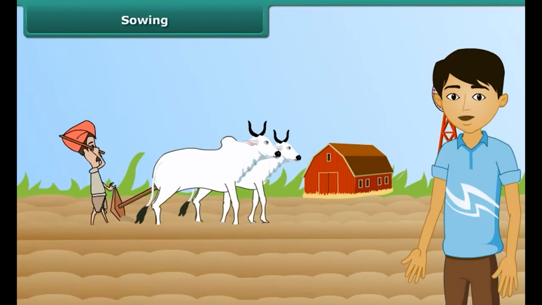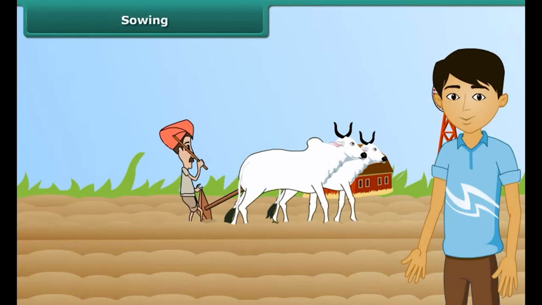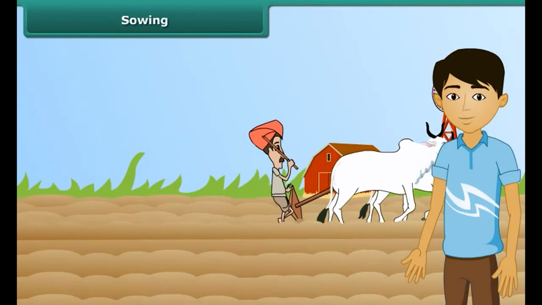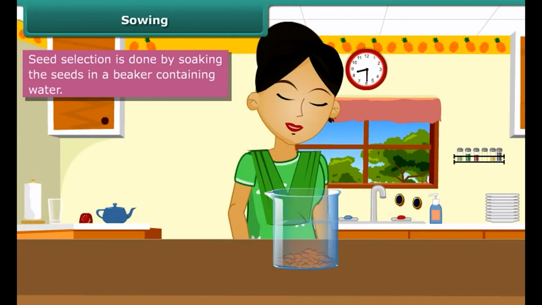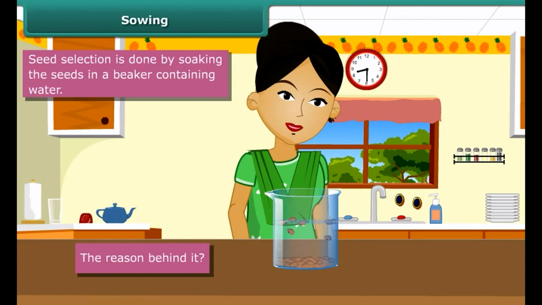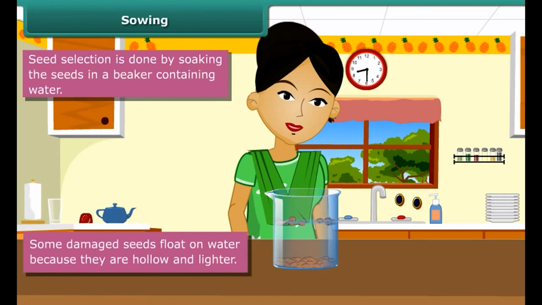Once plowing is done, the next step is sowing. Before sowing, farmers select good quality seeds to get high yields. Have you ever noticed your mother putting some grains in a vessel and pouring some water to it? What happens after a few minutes? Some seeds start to float. What is the reason behind this? Some damaged seeds float on water because they are hollow and hence lighter. Actually, this is a good method for separating good, healthy seeds from the damaged ones.